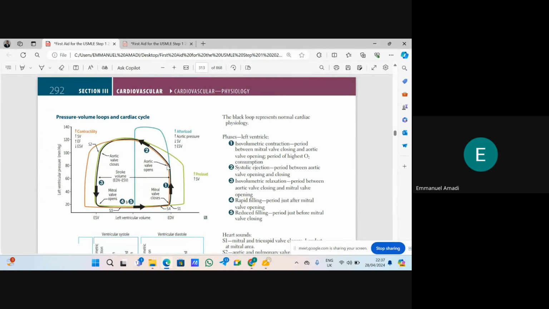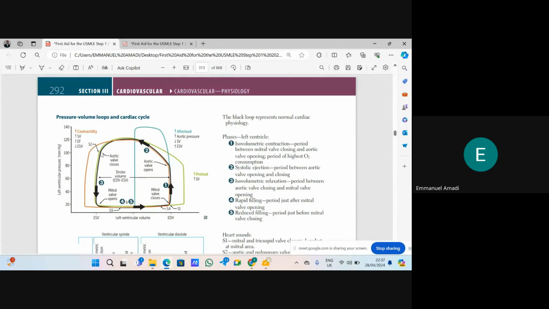By the time you get to 80, the aortic valve opens. Automatically, you start emptying the blood until you get to this point, where the aortic valve closes. That is what this image is illustrating. Straight up. That's what it's illustrating. Simple.